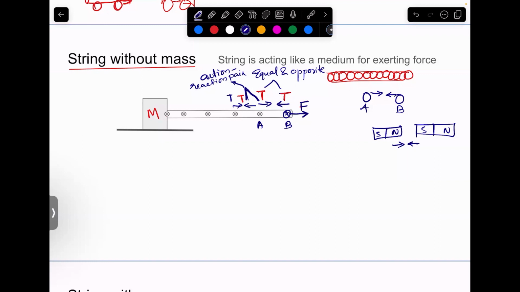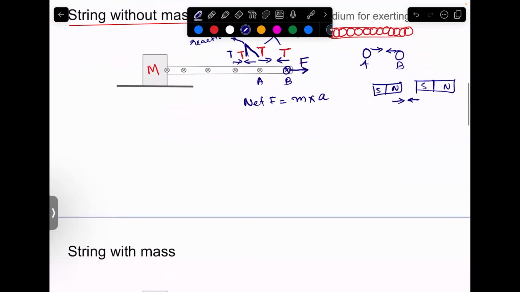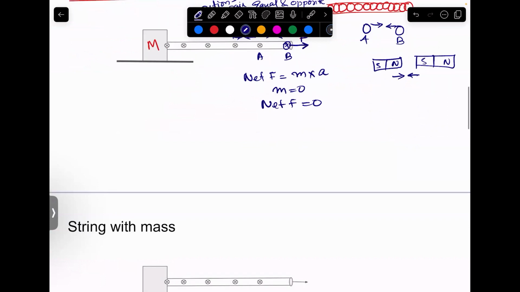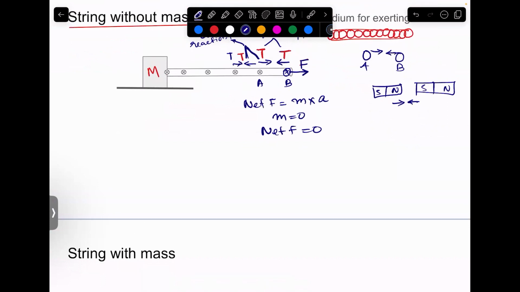Consider this particle A. At particle A, net force is equal to mass times acceleration, right? If I take m equal to 0, what will happen? Net force will be equal to 0, right? Net force equal to 0 means, if I take this as T1 and T2, T1 minus T2 equals 0.